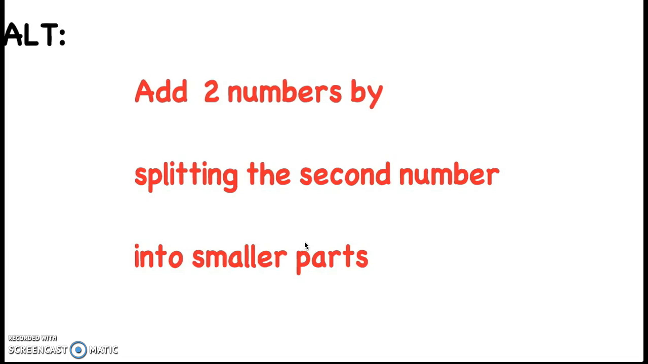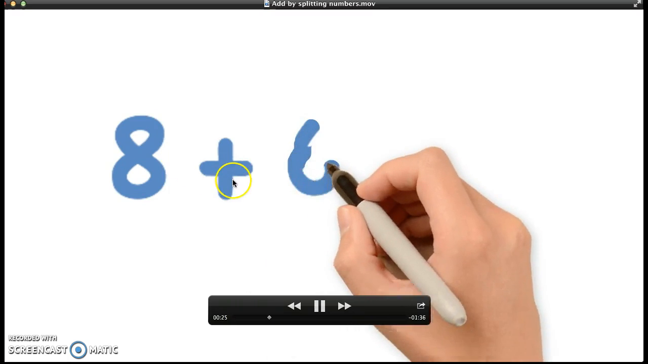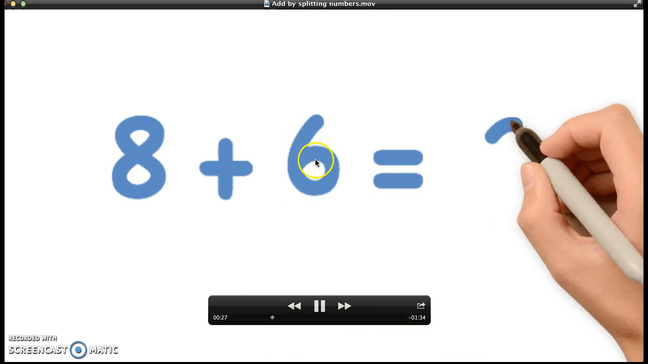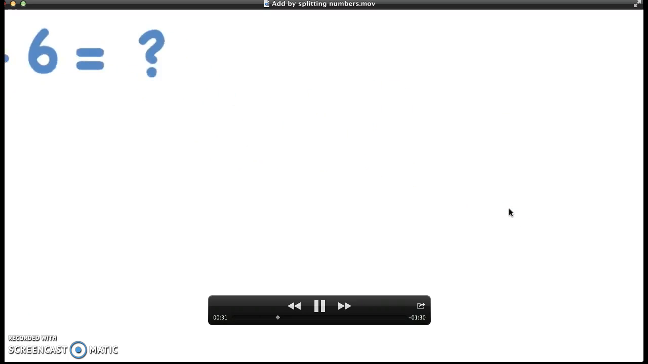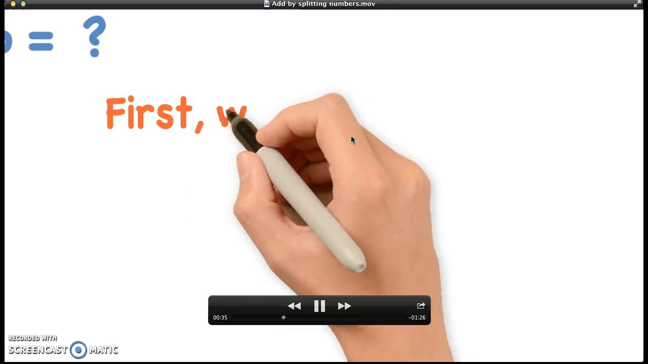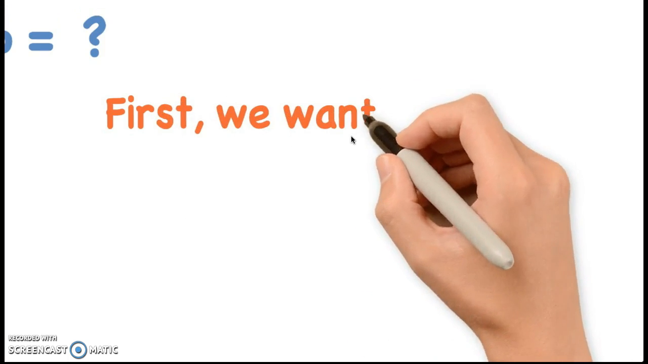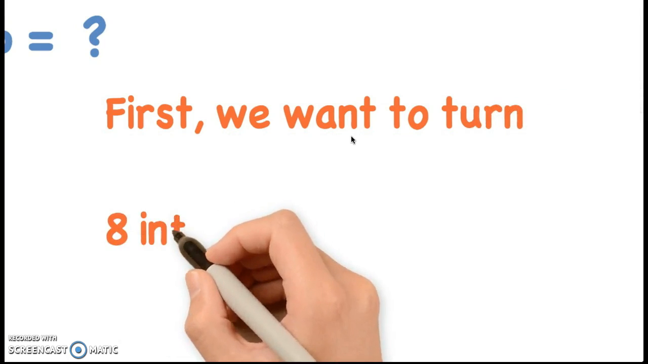So let us say that you have 8 cookies and then you get 6 more cookies. How many cookies would that make altogether? How are we going to solve this? Well, first of all, we are going to change or turn that 8 into a 10.